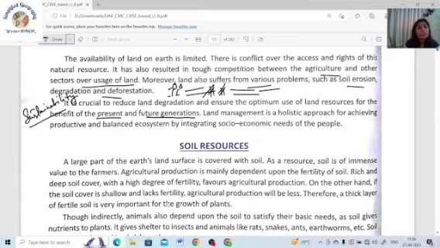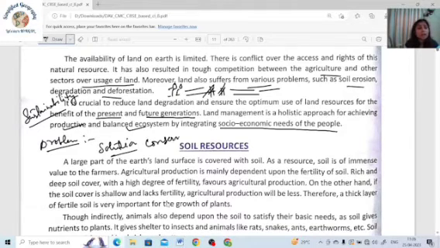Land management is a holistic approach for achieving a productive and balanced ecosystem by integrating the socio-economic needs of the people. So what have we understood, what are the problems we have seen? Land degradation, soil erosion, deforestation, reckless cutting of trees, overgrazing, all these are problems. And what is the solution? We need to conserve it for our future generations, and we need to use it in an optimum way. Judiciously we should utilize it. Okay, let us come to the soil portion.